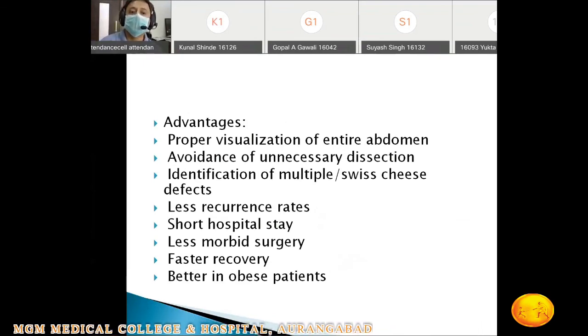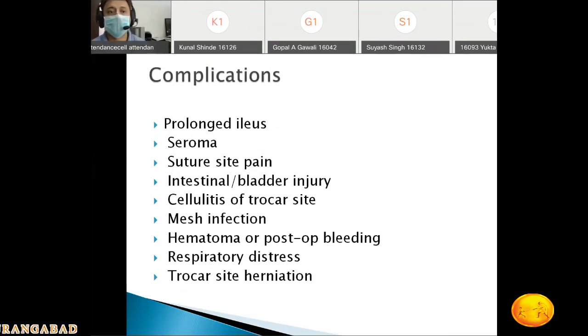Now the advantages are proper visualization of the entire abdomen, avoidance of unnecessary dissection, identification of multiple Swiss cheese defects, less recurrence rates, short hospital stay, less morbid surgery, faster recovery, and it is better in obese patients. Complications can be prolonged ileus, seroma, suture site pain, or intestinal or bladder injury. There could be cellulitis or trocar site infection, hematoma or post-operative bleeding, respiratory distress, or trocar site herniation.